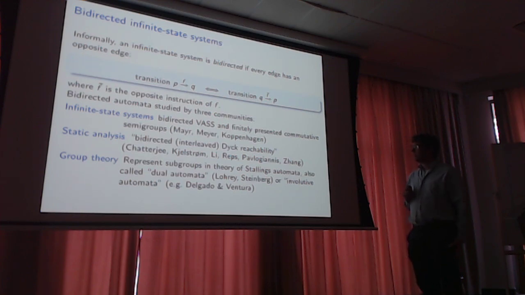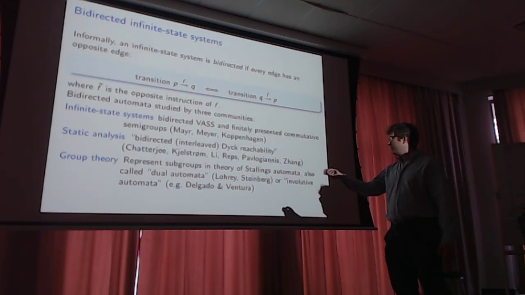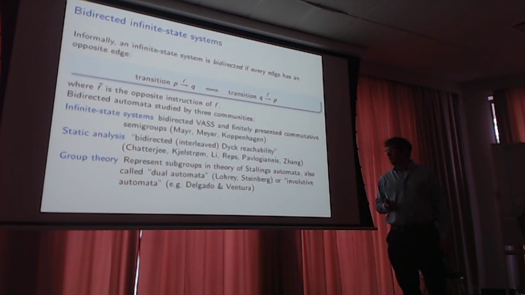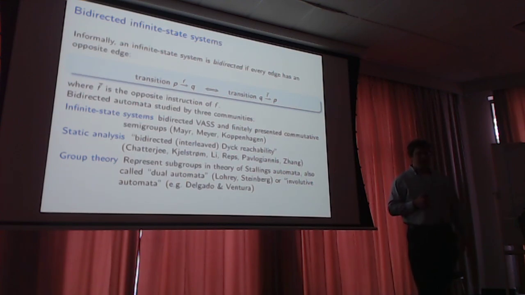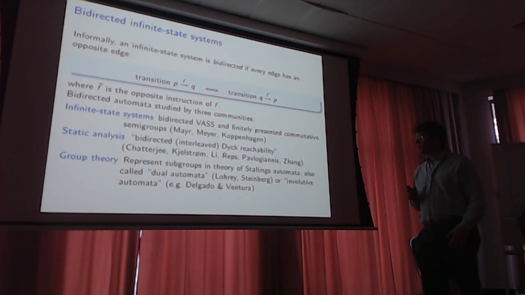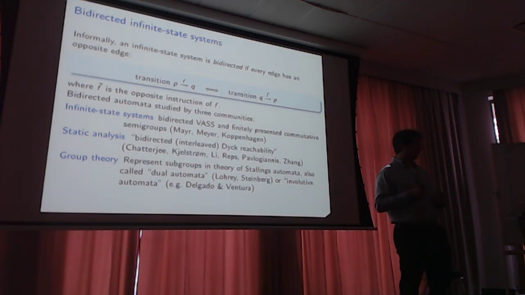And it's also been looked at in group theory. There's this concept of Stallings automata, developed already in the 80s, that you can use to represent subgroups of a group.